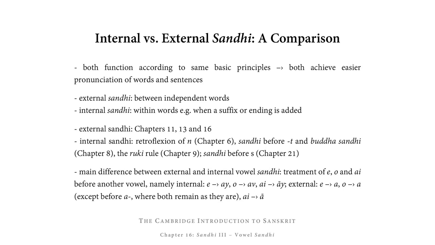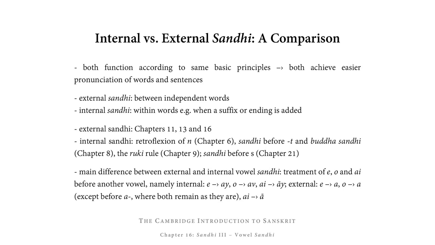You'll be pleased to hear that you've now been introduced to all external sandhi. And given that we've already also seen a lot of internal sandhi, let's just briefly compare the two. Both function according to the same basic principles, both achieve easier pronunciation of words and sentences. External sandhi is what we find between independent words, whereas internal sandhi happens within words, for example when a suffix or an ending is added.